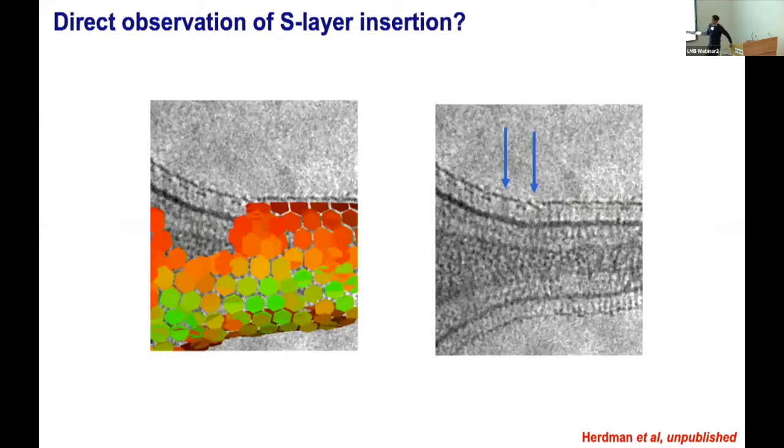What we found is that at the sites of the new S-layer insertion, there were lots of gaps in the S-layer lattice. And these gaps, in some cases at least, we think there are new S-layer molecules actively going inside the S-layer. Maybe it shouldn't have been a surprise, but it was a surprise to us that there are so many gaps at the sites of new S-layer insertion.